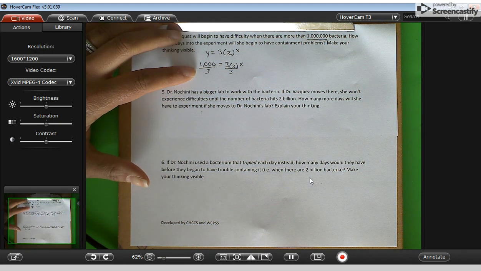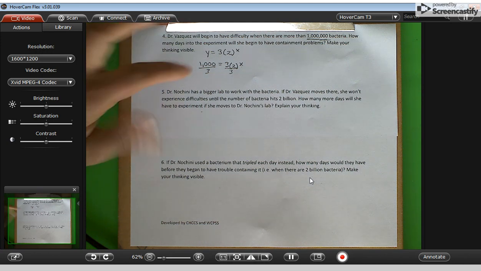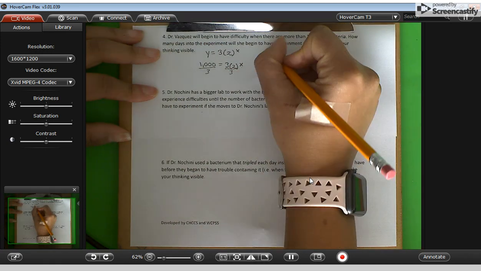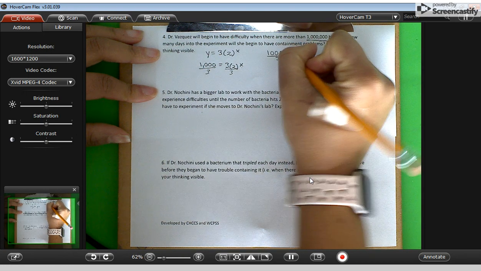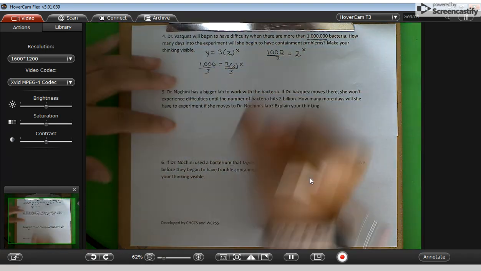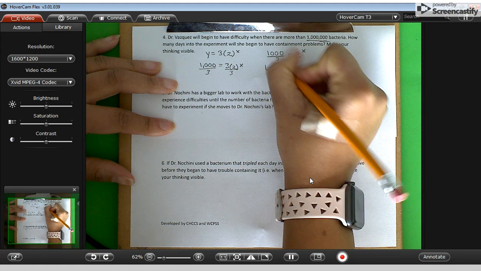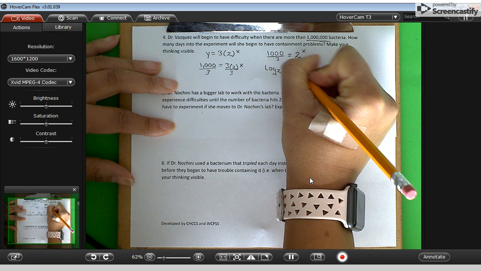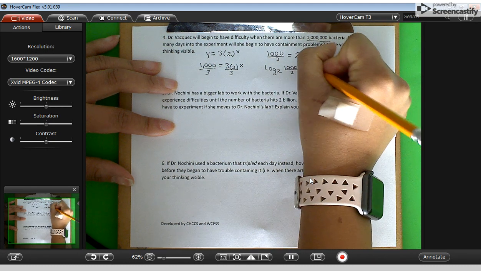Now when we get this, we get 333 and a third, but for the sake of keeping it accurate, we're going to leave it as 1,000 over 3. So I'm just going to write that over here. 1,000 over 3 equals 2 to the power of x. And so we know to convert it to a log, the base stays the same. Our answer is the next expression to write, and it is equal to y.